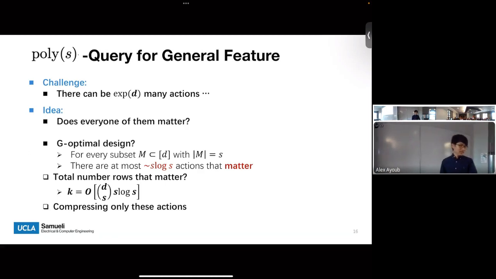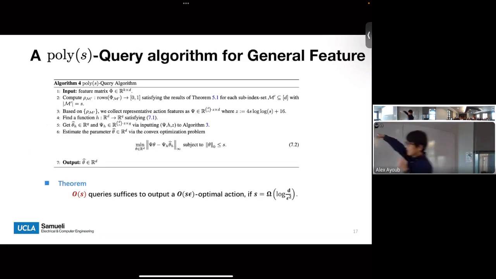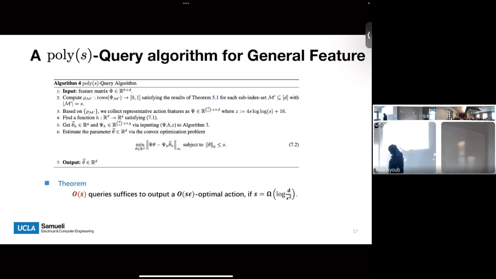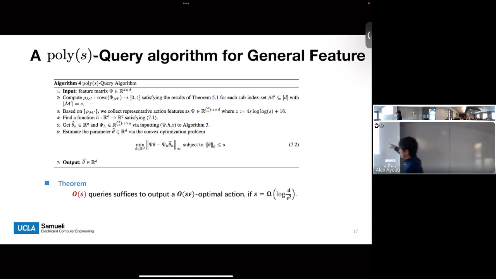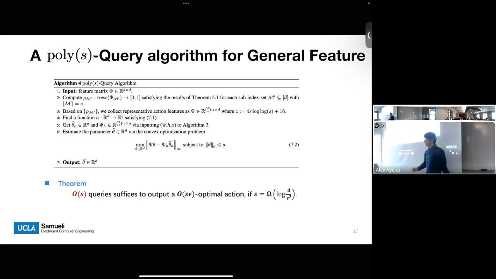Okay. So for this algorithm, the theorem says that you just need O of S queries, a small number of queries, to get an S times epsilon optimal action. Okay. So still we want some restrictions. You want S to be bigger than log D over epsilon squared, something like that. Okay. So that is basically all the results.